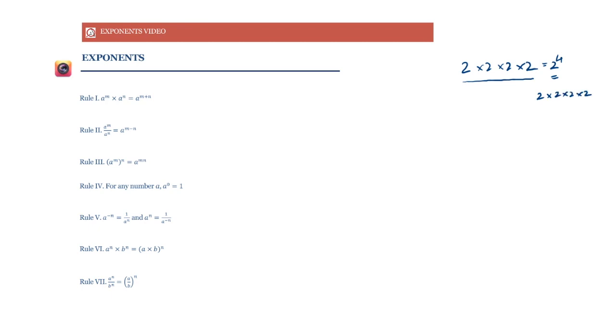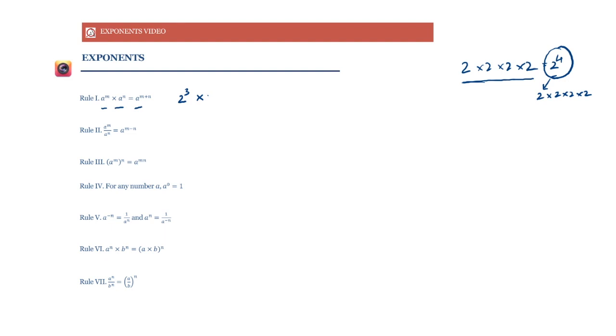Now we'll learn a few rules, but remember this is the very basics of exponents. And if you understand that, then you don't really need to learn these rules. They will be quite obvious to you once you understand that exponent is nothing but multiplication. So your rule 1 says a to the power m into a to the power n is a to the power m plus n. Let's take a quick example to understand this.